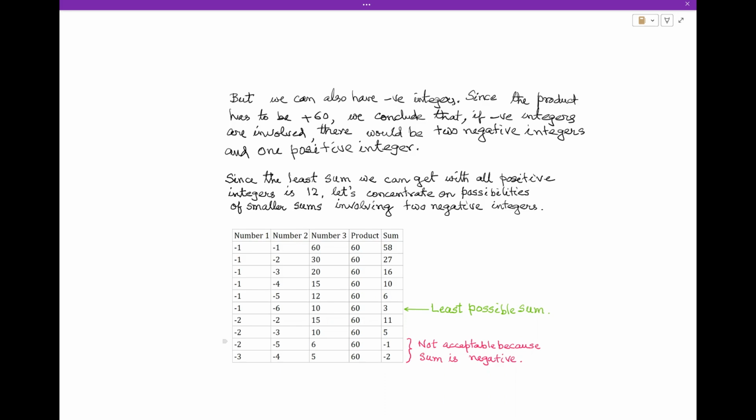These are the only possible values. Of course, the third number could be negative, but that doesn't yield any good result. Here in this table, we note that the least possible sum is 3, and the sums lesser than 3 are minus 1 and minus 2. But since negative numbers are not acceptable as sum, the least number that is acceptable is 3.